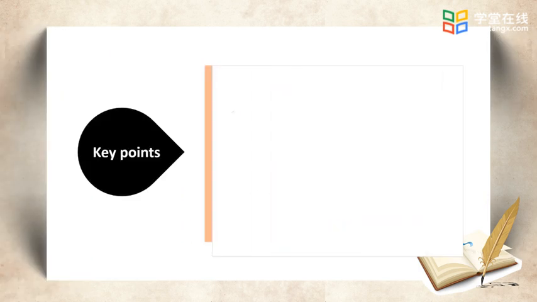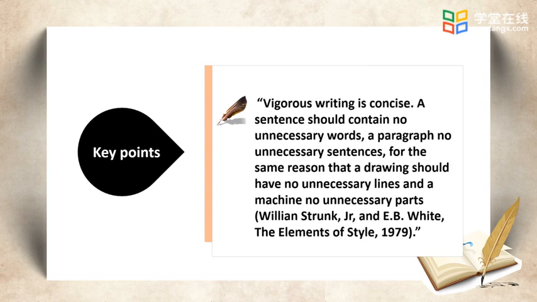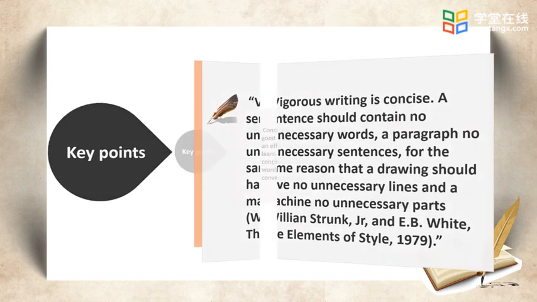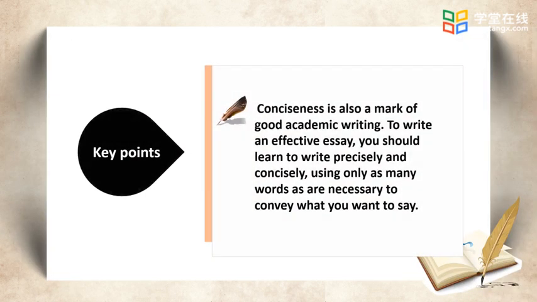Vigorous writing is concise. A sentence should contain no unnecessary words. A paragraph, no unnecessary sentences. For the same reason that a drawing should have no unnecessary lines and a machine no unnecessary parts. Conciseness is also a mark of good academic writing.